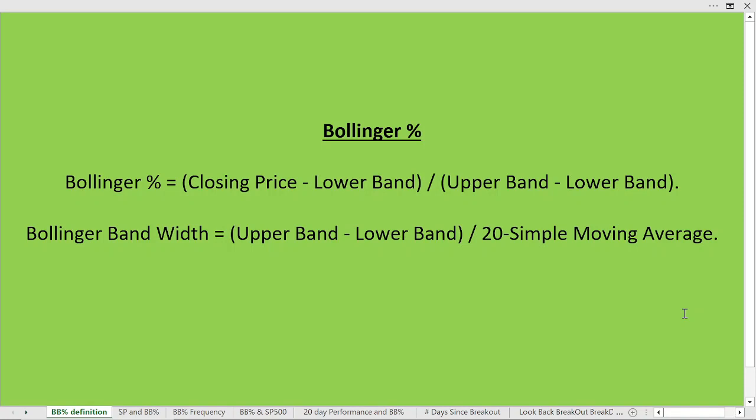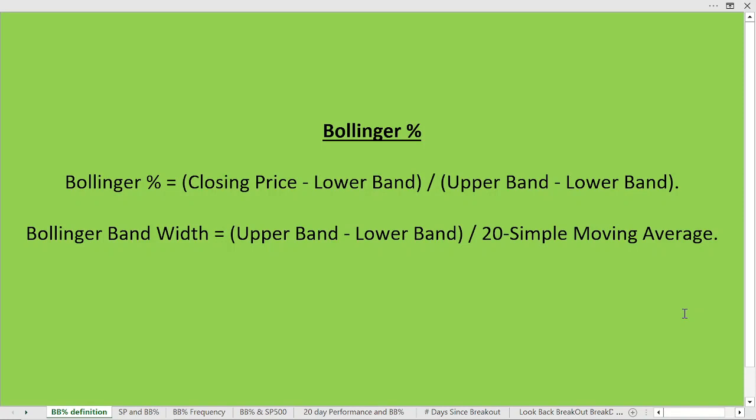What it simply shows us is the percentage width between the Bollinger Bands, also taking into consideration the market's current closing price. This is how you'd actually calculate it if you choose to do so yourself. It's available on most charting applications as well. It's very simply the closing price minus the lowest band divided by the entire range. And that represents the Bollinger Band percentage.